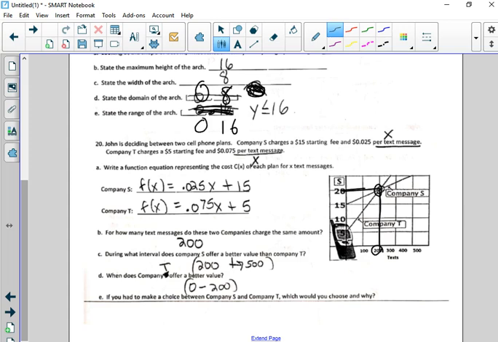During what interval does company S offer better value? Well, S is better after 200, and company T is better from 0 to 200. And E, there's no right answer, it's based on how many minutes you would use it.